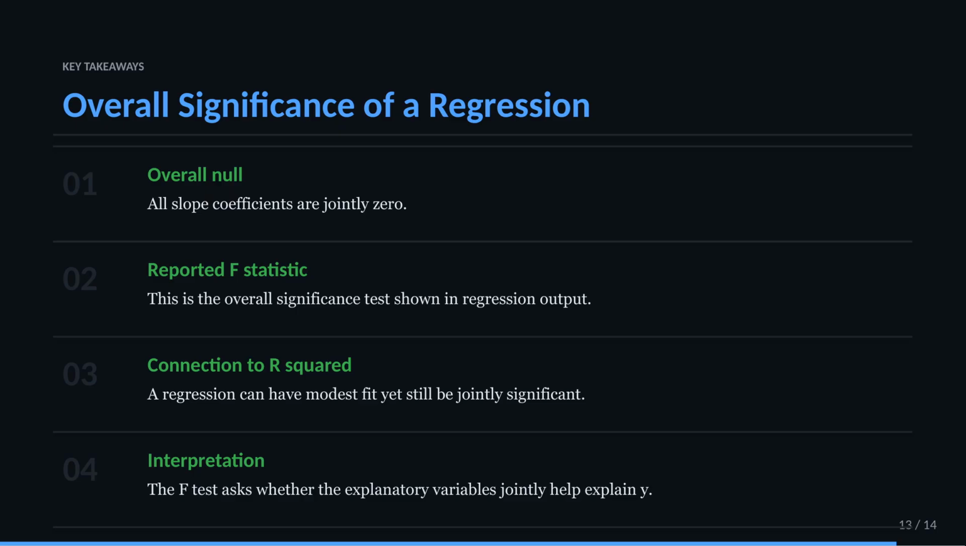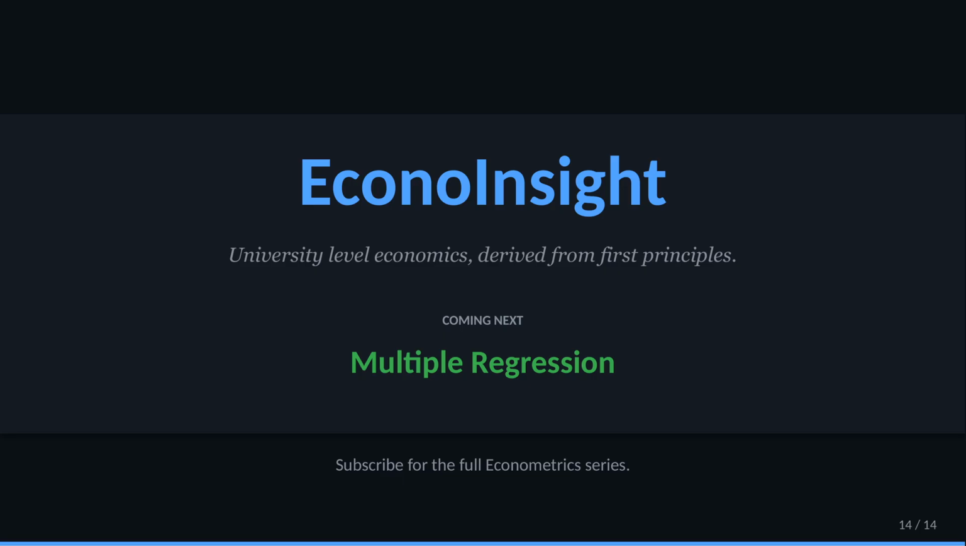So the right question is not just how large R squared is. It is whether the regressors jointly improve our explanation of the outcome relative to a model with no slope terms at all. Inference gives econometrics its language of evidence. We moved from distributions to t-statistics to p-values and confidence intervals, and then to F-tests for joint restrictions. The next step is to put this inferential machinery inside the full multiple regression model, where omitted variable bias, partial effects, and interpretation all become more realistic and more demanding.